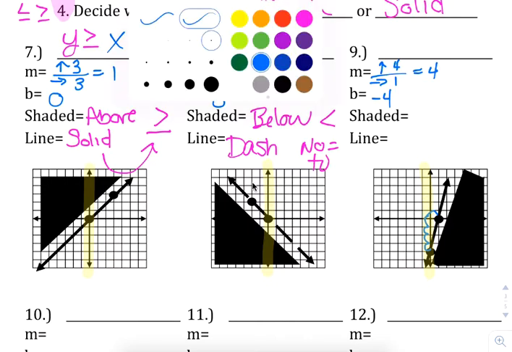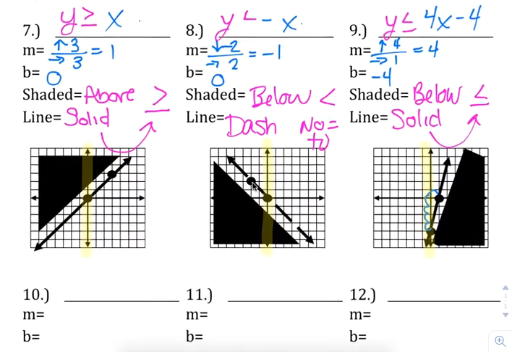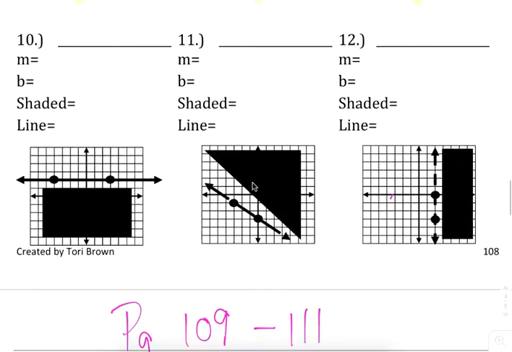Okay. Moving into my shading, that is under the line. So this one's going to be below. We're using a less than again. But this time with a solid line, we want to make sure that we put the or equal to under it. Okay. So y is less than or equal to. We're going to use all of our numbers now, 4x minus 4. We don't use the zeros and we don't use the slope of 1, but 4s we want all of, okay? All right, we have 3 more. If you need to pause it, go ahead. We're moving to 10, 11, and 12.